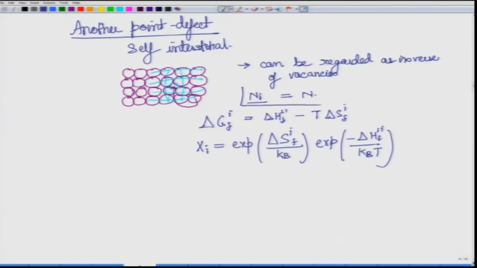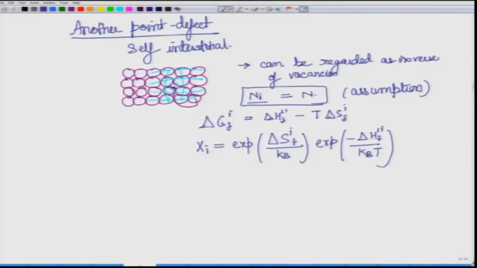Now, you have to keep in mind that this is an assumption when we are doing it like this. When this is not true, we will see in some other defects as we go on, for example, the Frenkel and the Schottky defect, and we will see what will happen when Ni is not equal to n. But for this particular case, to begin with, to understand the concept of self interstitial, since we are regarding it as the inverse of vacancies, we are assuming Ni is equal to n, which is, the number of interstitial sites is equal to the total number of lattice sites.